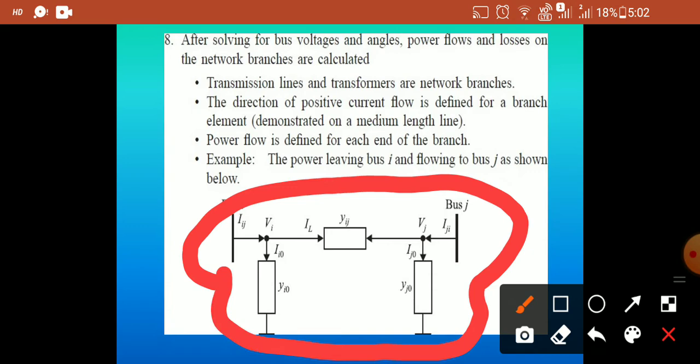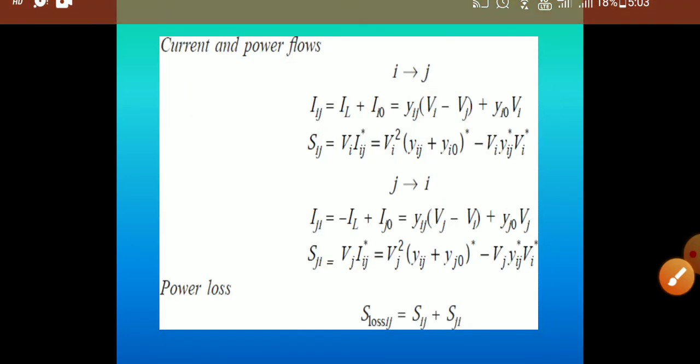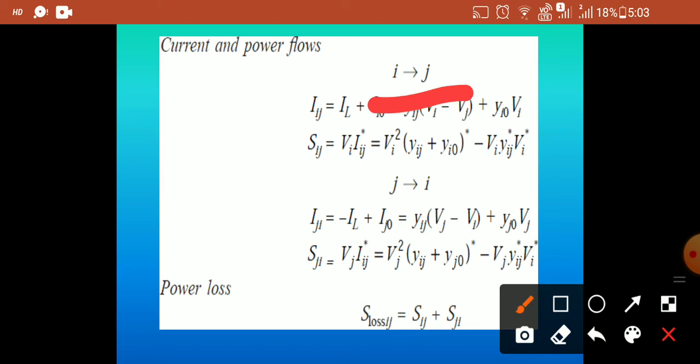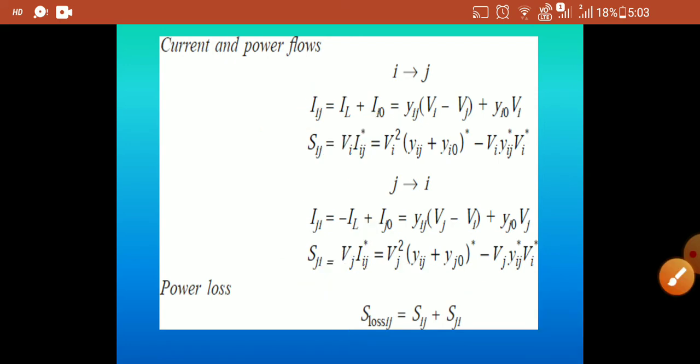Then the power flow losses on the network are calculated. The transmission line and parameters are the network branches. The direction of all the elements is marked with an arrow. The power flow is defined for each of the branches. Power leaving the bus is also given below. So the current and power flow equations for I to J are like this. This one is I_ij and this one is S_ij. Same thing for I_ji and S_ji, power loss, and the total power loss equations.